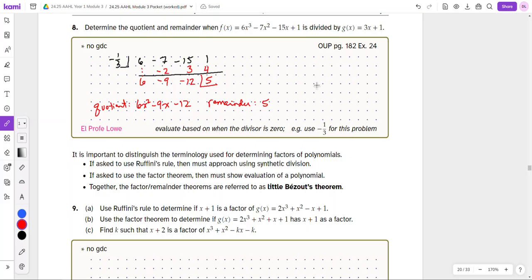Well, hopefully that made sense for using Ruffini's rule, also known as synthetic division.